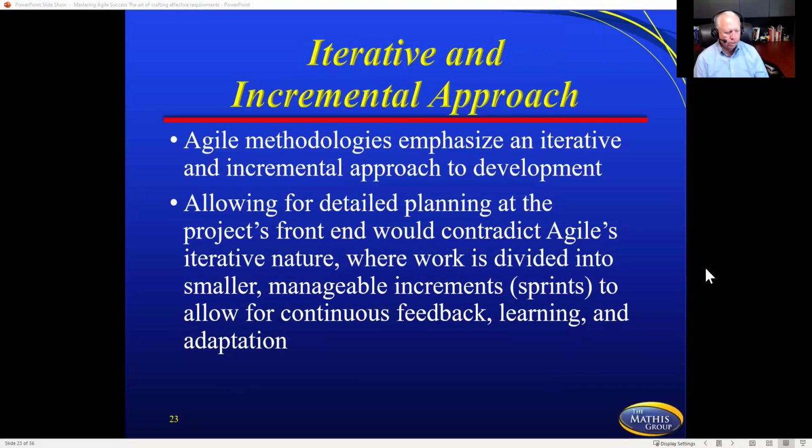So iterative and incremental approach. Agile methodologies emphasize an iterative and incremental approach. We're giving it to the customer in pieces. So detailed planning at the project front end would contradict Agile's iterative nature, where work is divided into smaller, more manageable increments or sprints to allow for continuous feedback, learning, and adaptation. See, we forget about the feedback that we need. The feedback is super important because that customer is going to be able to start playing around with that functionality and giving some of the feedback. And so that way you're able to see what's happening.